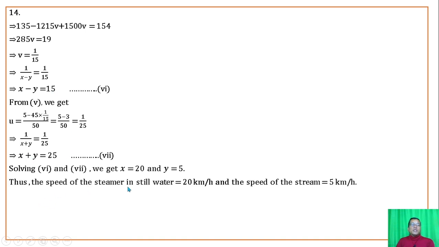Thus, the speed of the steamer in still water is 20 km per hour and the speed of the stream is 5 km per hour.